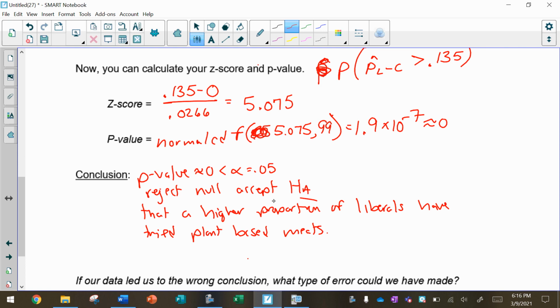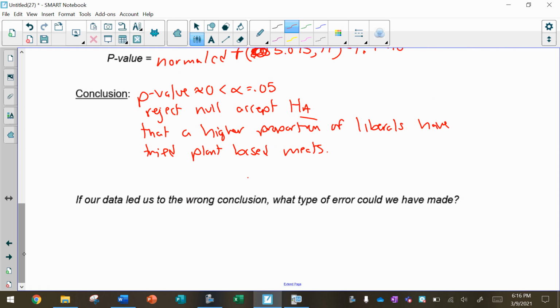All right? Now, if our data led to the wrong conclusion, don't think it couldn't happen. We had a very, very small p-value. But remember, if we reject the null and we accept the alternative, there is a possibility of type 1 error. So those same conversations are still going to be had. So that's it, guys. That is essentially what you need to know for chapter 22. Here's the two proportion interval, here's the two proportion test.